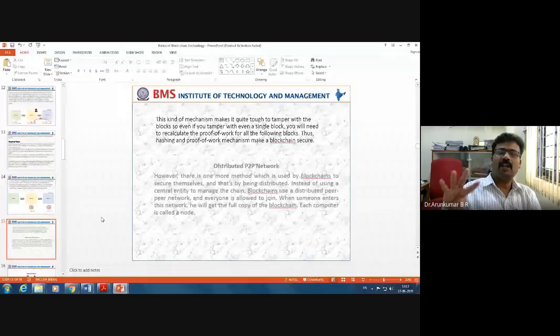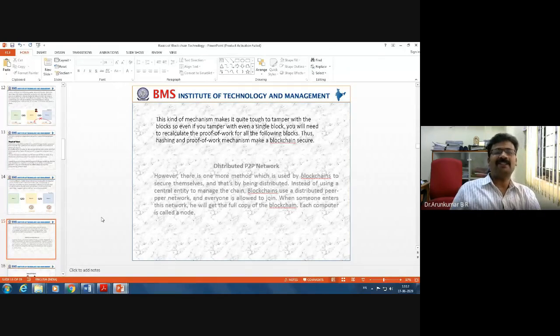But here you are seeing a different architecture, a distributed architecture. Instead of using a central entity to manage the chain, as in the previous case, blockchain is just a distributed peer-to-peer network, and everyone is allowed to join there. When someone enters the network, he will get the full copy of the blockchain. Each computer is called a node here. Every node will get the copy of the blockchain.